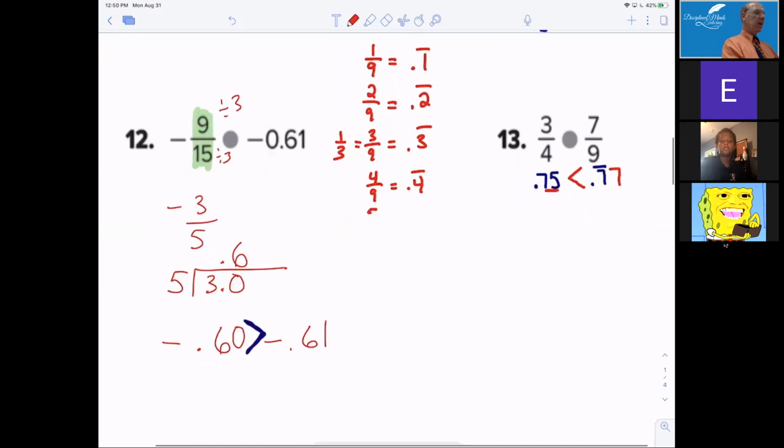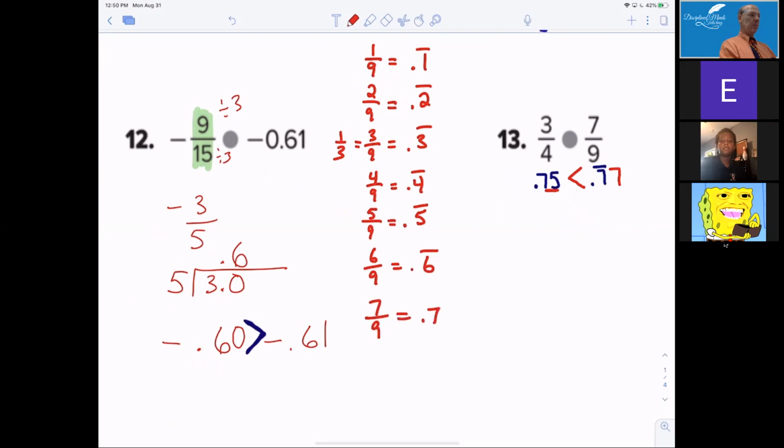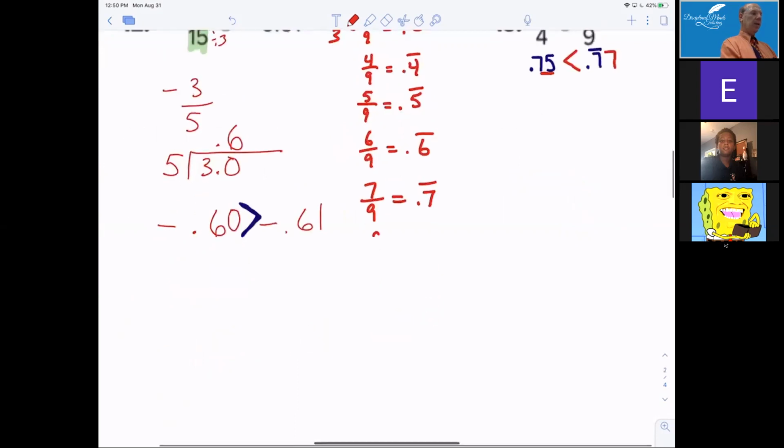I want help with 5/9. 0.5 repeating. Beautiful. 6/9. What is that? 0.6 repeating. That's right. 7/9. 0.7 repeating. 8/9. Okay, now listen to me, guys. Here's the hard one. Put a star by this one. What fraction is 0.9 repeating?